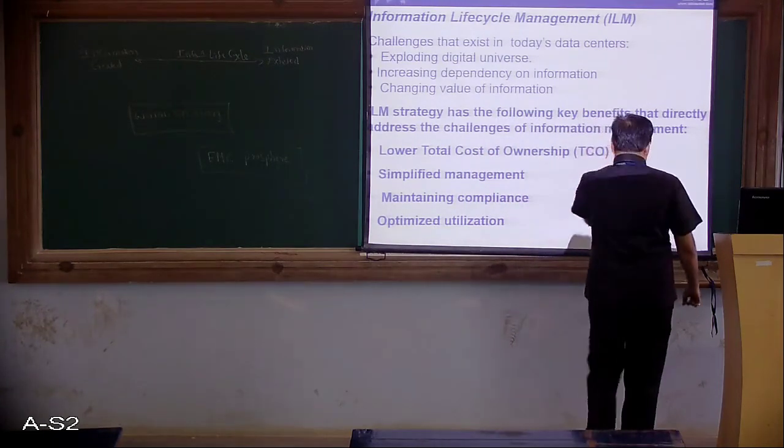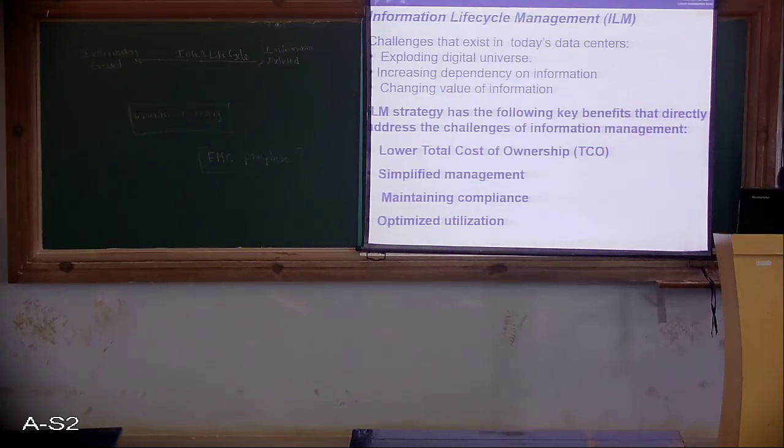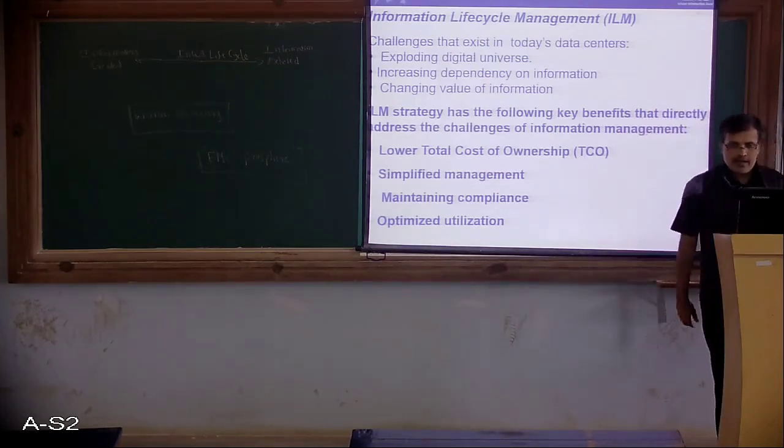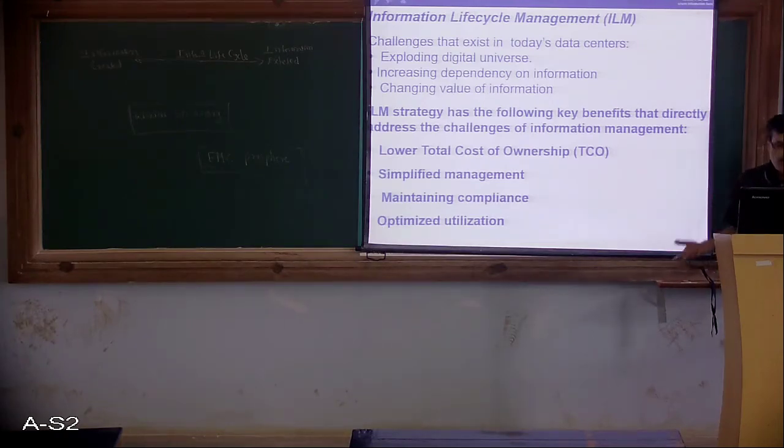Continuing, framing a strategy to meet these challenges involves understanding the value of information over its life cycle. When information is first created, it often has the highest value and is accessed frequently. In the earlier stages, the information is new and valuable to the organization. As the information ages, it is accessed less frequently and has less value to the organization. That is common sense. Understanding the value of information helps to deploy the appropriate infrastructure according to its changing value.